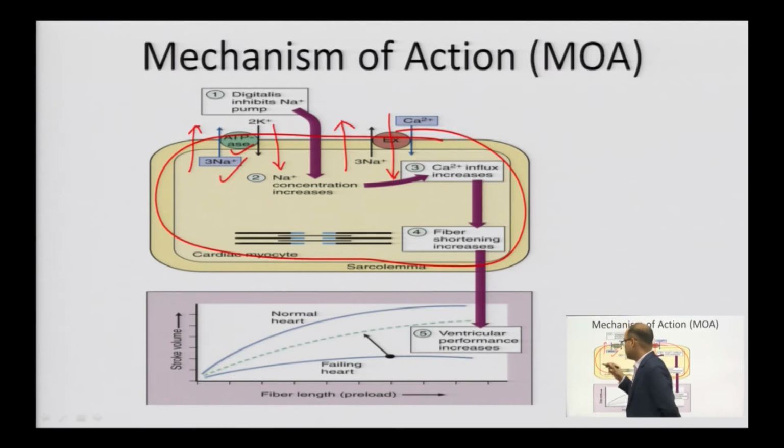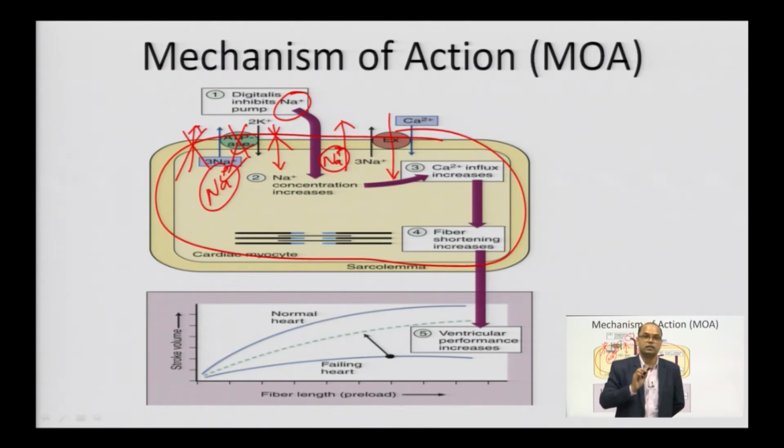This Digitalis or this digoxin, it inhibits the sodium pump. This pump is inhibited by the action of digoxin, and due to the inhibition of this pump, sodium is unable to go out, and potassium is unable to come in. So, what happens? More sodium gets accumulated inside the cell, because digoxin blocks the sodium ATPase pump, but it has no effect on this calcium pump.